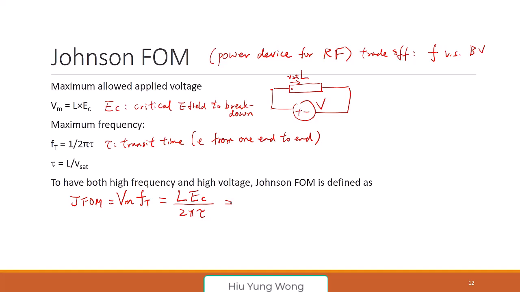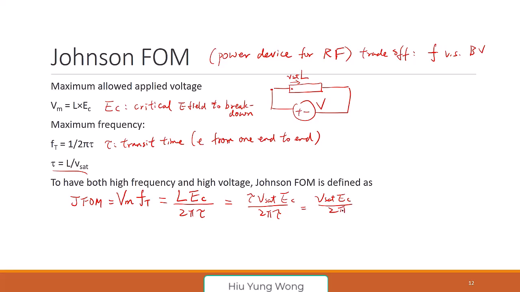We don't want the L, because this depends on the device. We want to look at the material property. Based on this, what's L? L is tau times V sat, right? Based on this equation, L times, and then you have EC divided by 2 pi tau. So it is saturation velocity times EC divided by 2 pi.